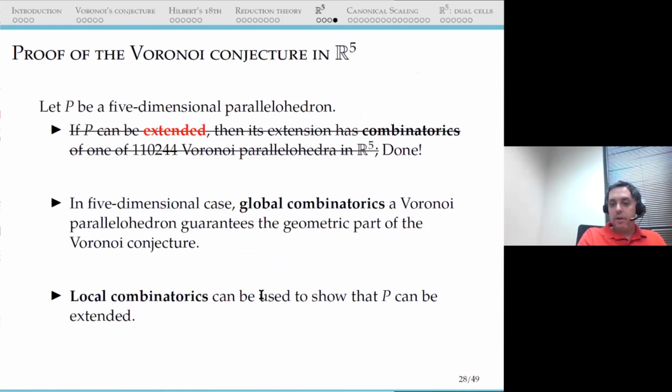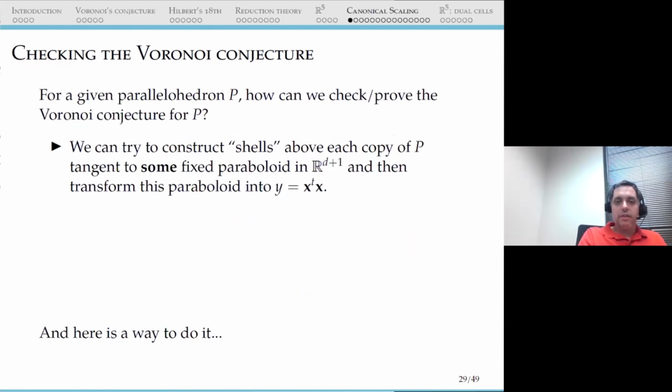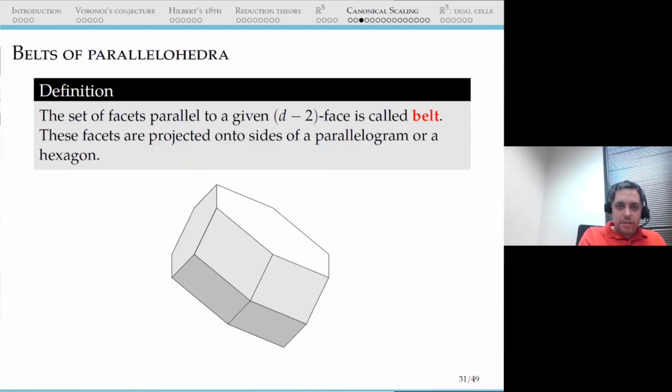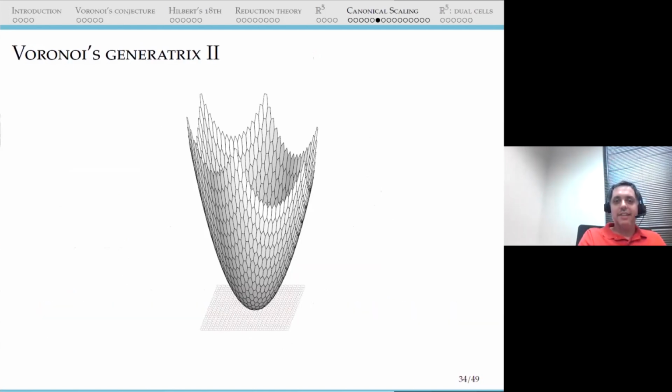So the next part is how we can use global combinatorics to enforce the Voronoi conjecture. And actually, the approach to that was taken even by Voronoi himself, right? Let me go to a picture like that. So that's what Voronoi did. He established that it is possible: if we have a tiling with parallelohedra, then we can check whether these parallelohedra satisfy the Voronoi conjecture or not. We can do that basically by constructing this piecewise linear paraboloid, right?